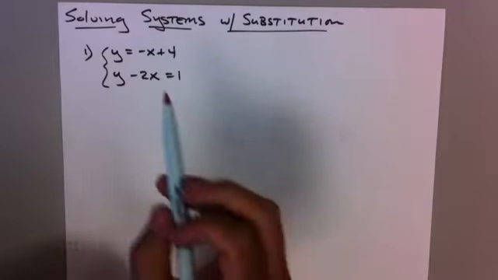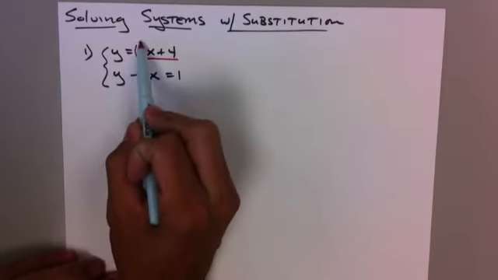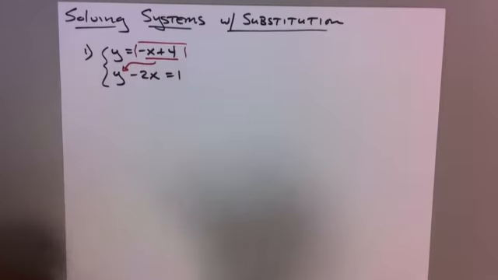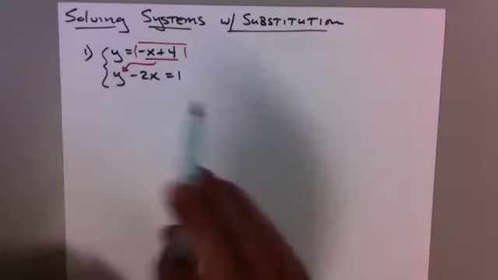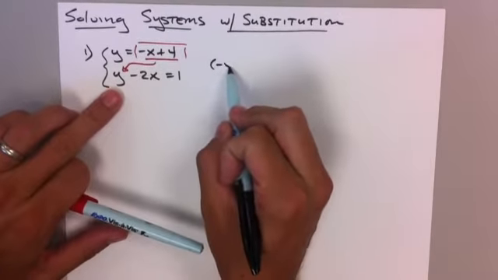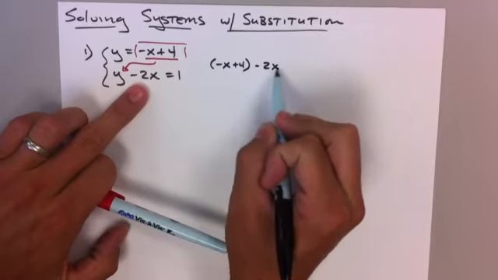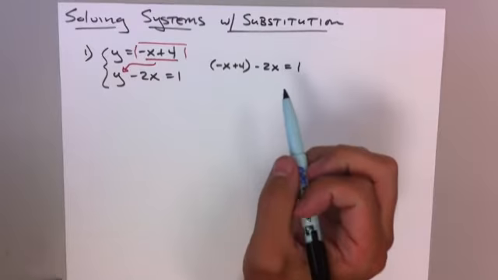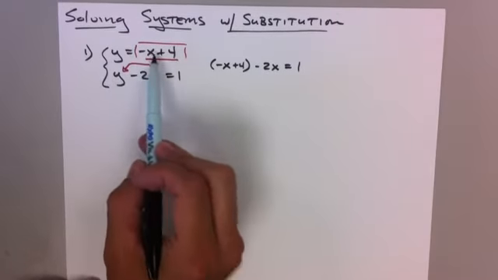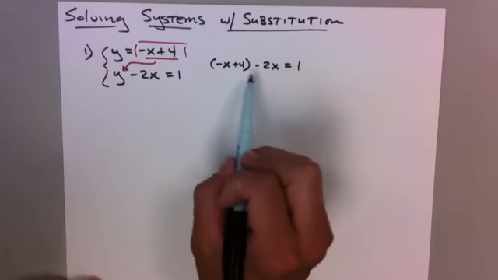Well, right here it says y equals this. Okay, that's what y is equal to. So what you can do is you can take this and you can substitute it right there. And when we do that, we get this. So instead of this y, I'm going to get negative x plus 4. And then I'm going to write minus 2x equals 1. Okay, so it's this exact same equation, but instead of y, I put this, because that's what y is equal to. So let's go through and take a look at this and simplify it.